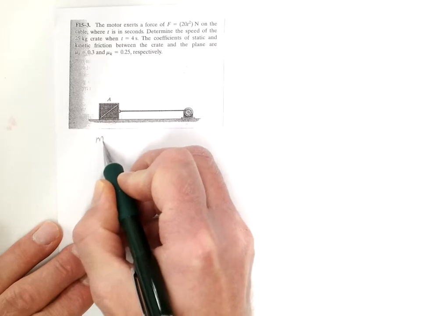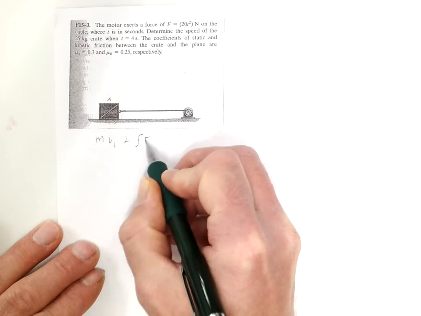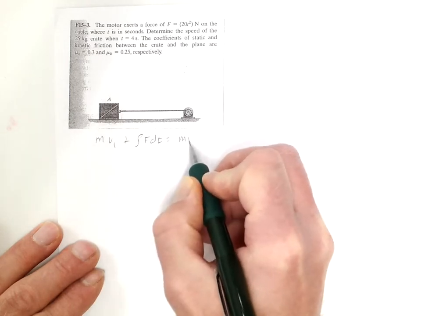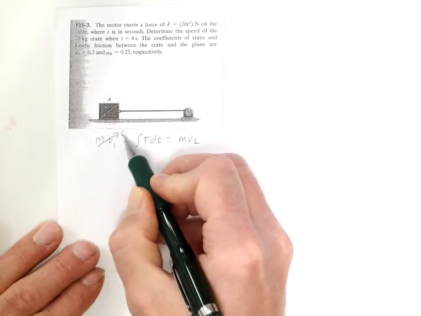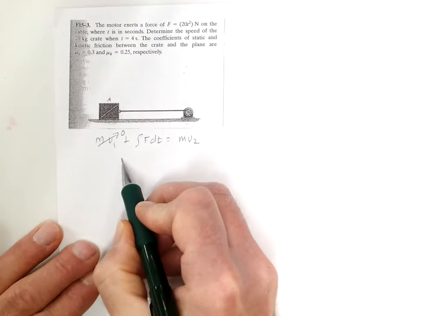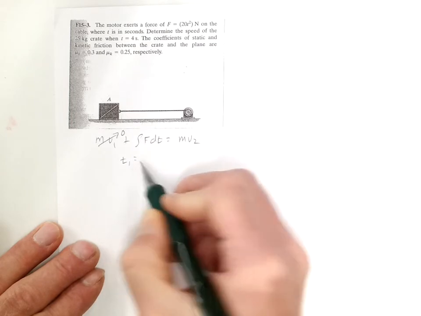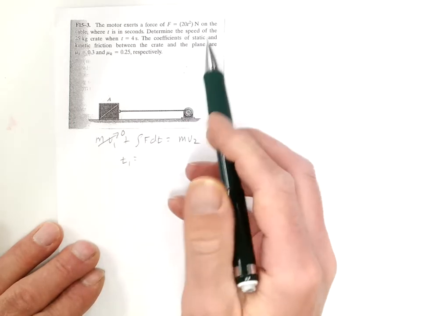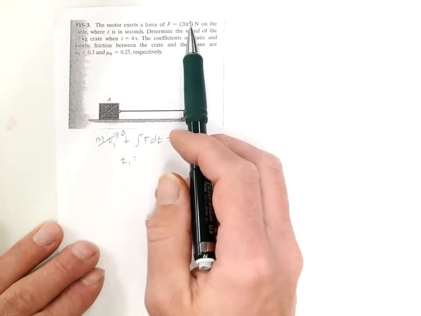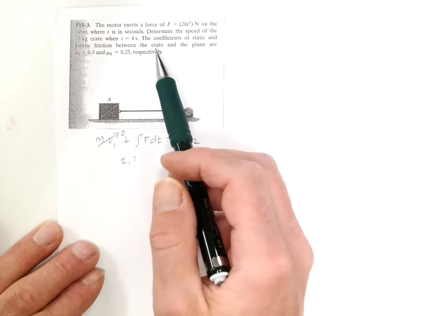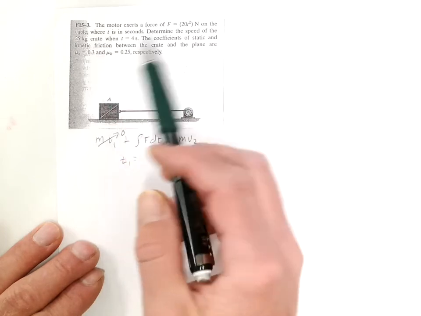So we'll do mv1 plus the integral of F dt equals mv2. It starts from rest, and so this is 0. So we're going to go from t1 to t2. The question is, we don't necessarily know what t1 is, because the force is 20t squared. So if t equals 0, the force is 0, and we haven't overcome our static friction. So there is a time when that's going to happen.